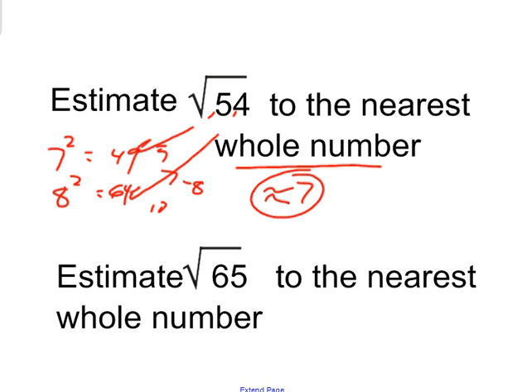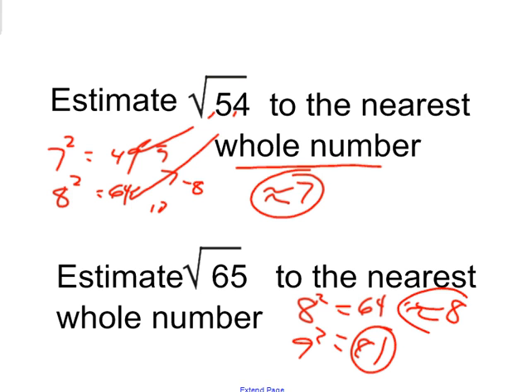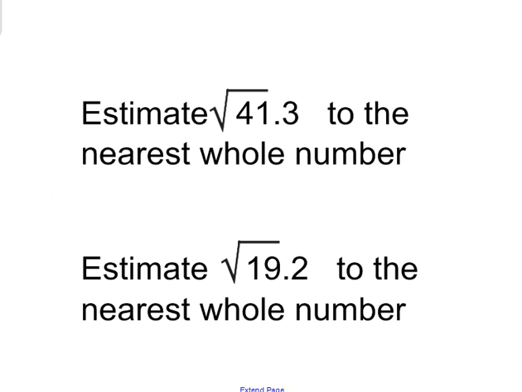If I look at the square root of 65, I'm going to do kind of the same thing. 8 squared is equal to 64. That's too small. If you try the next biggest number, it's 9 squared, which is 81. There's a long ways below 81, so it's closest to 8, so I'm going to say this one is approximately 8 is the square root of 65.